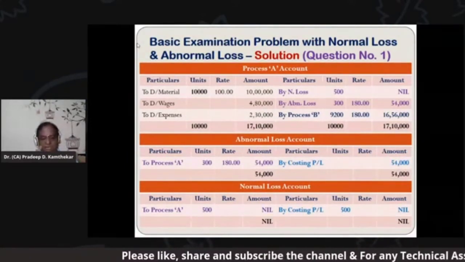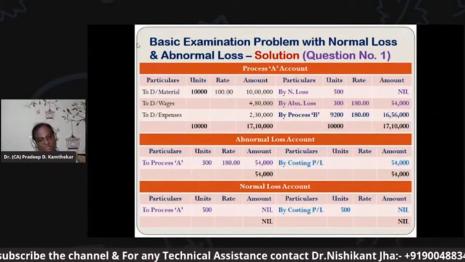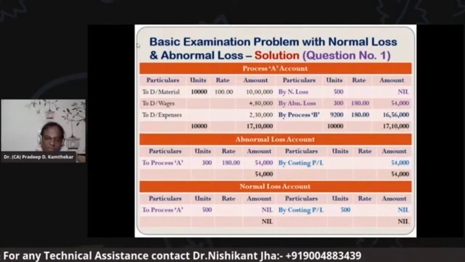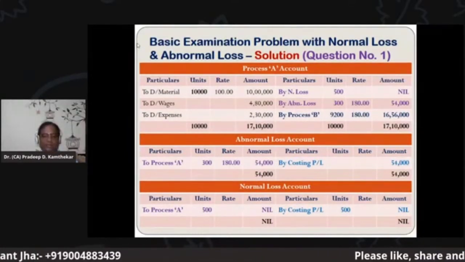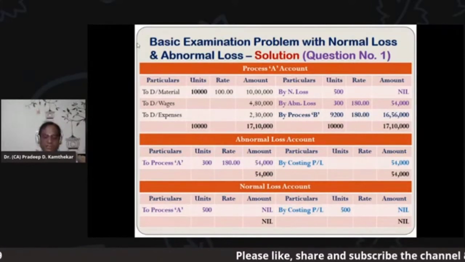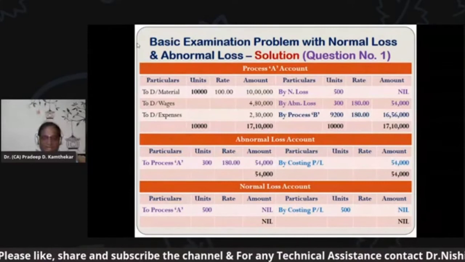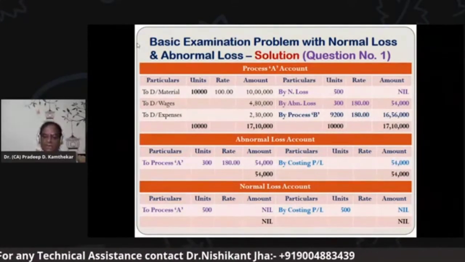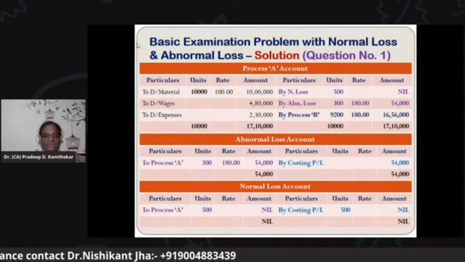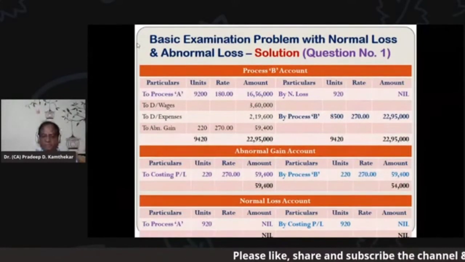Now friends, these abnormal loss units actually are always sold along with the normal loss. So if normal loss cannot be sold, abnormal loss also cannot be sold. So this 54,000 worth abnormal loss units we cannot sell. So this entire 54,000 is a loss, and that is why it is transferred to costing P&L. So on the credit side of the account, we write by costing P&L 54,000. This is process A. Now let us see process B.